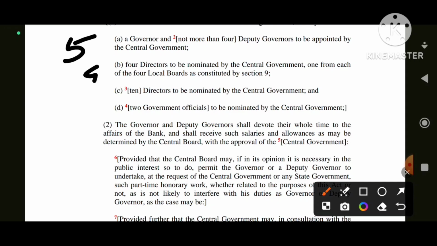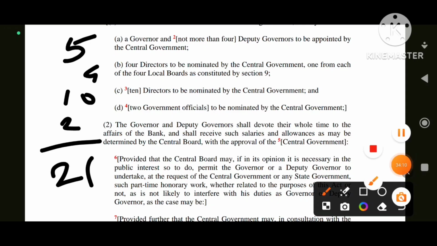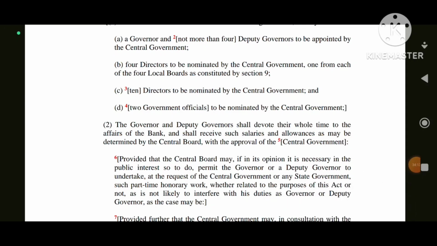Then 10 directors to be nominated by central government, so total is 10, and the 2 government officials to be nominated by central government. So if you calculate this total, it comes around to 21. So total 21 directors will be there in the central board.